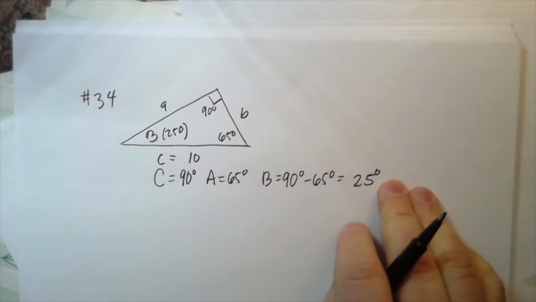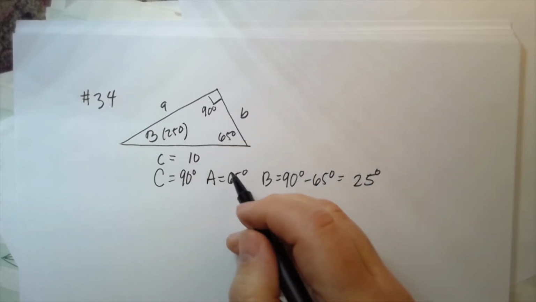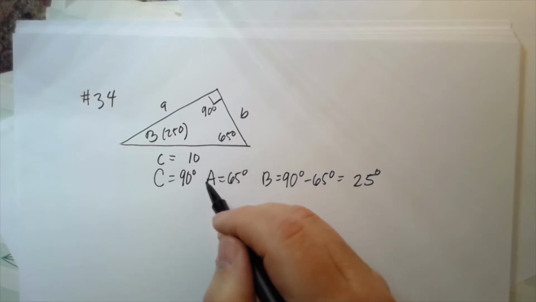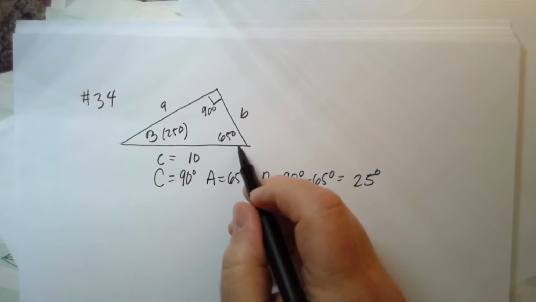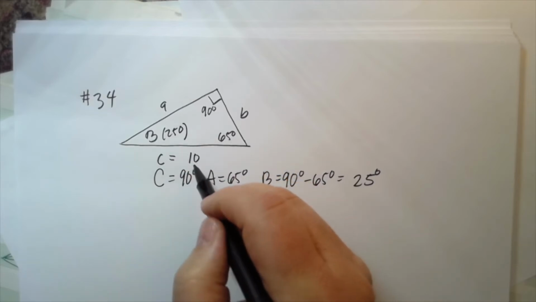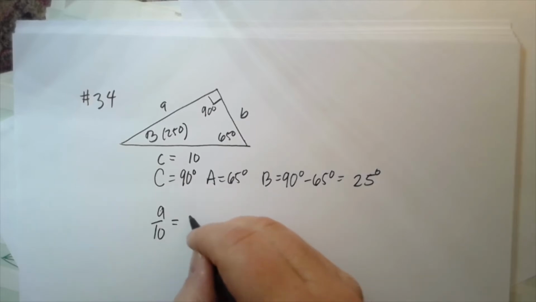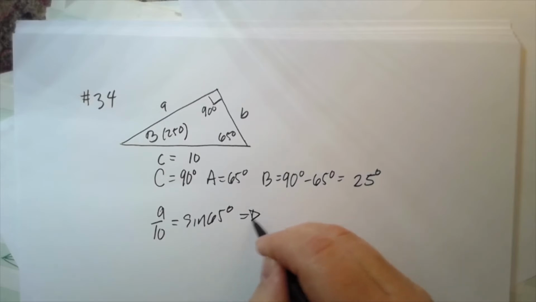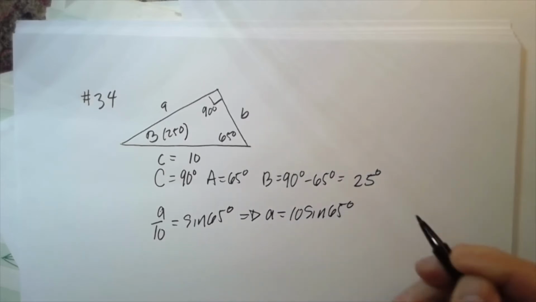Now let's find the sides. Now that we have all the angles, we could do it a bunch of different ways, but let's do it based on the 65 here. So what am I going to do? I'm going to take the opposite over hypotenuse, so that would be A over 10. That's equal to the sine of 65 degrees. So that would tell me that A is equal to 10 times the sine of 65 degrees.